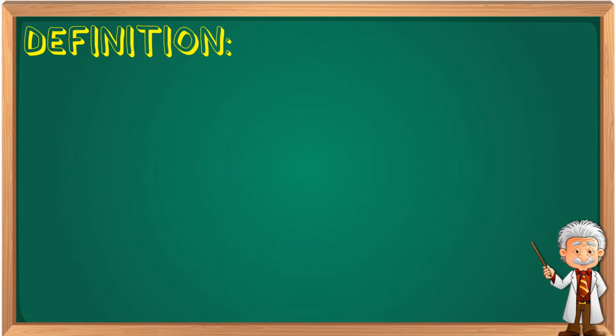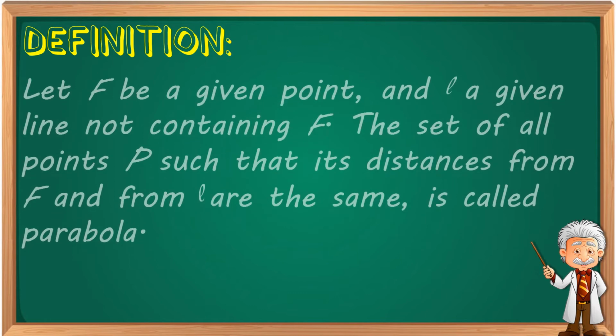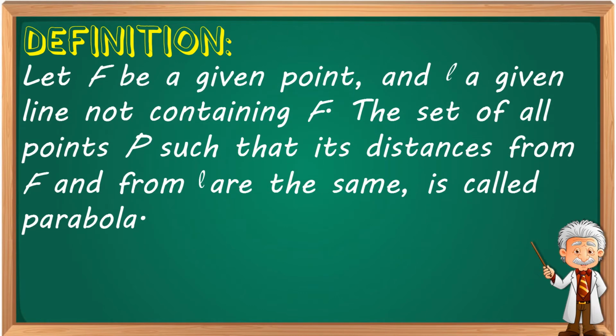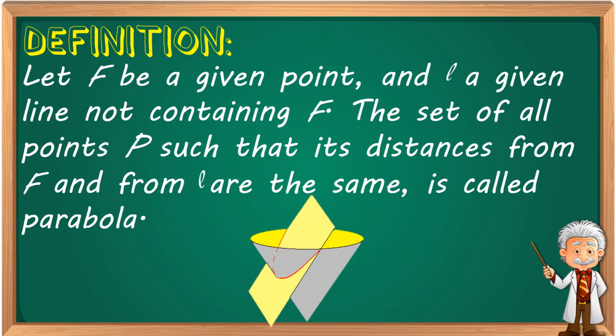Now let's have the more precise definition of a parabola. Let F be a given point and L a given line not containing F. The set of all points P such that its distances from F and from L are the same is called a parabola. This is how a parabola is formed. It is an intersection of a plane to a conic section.